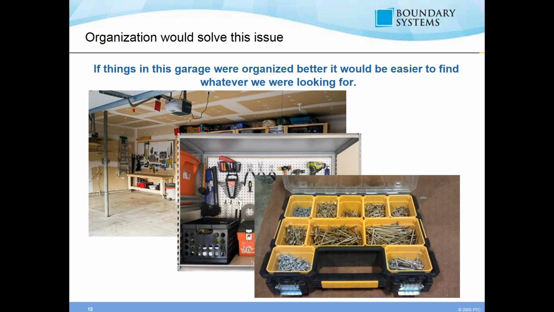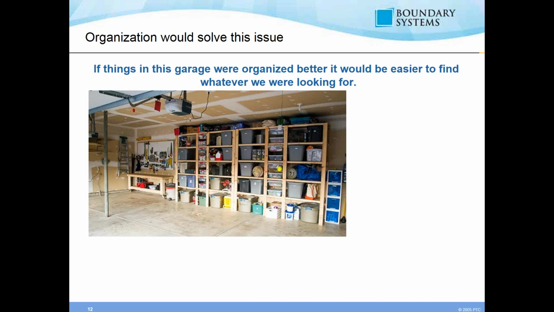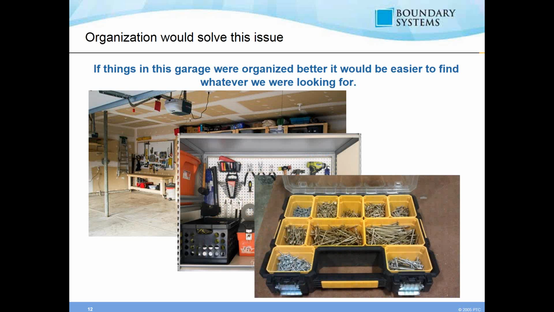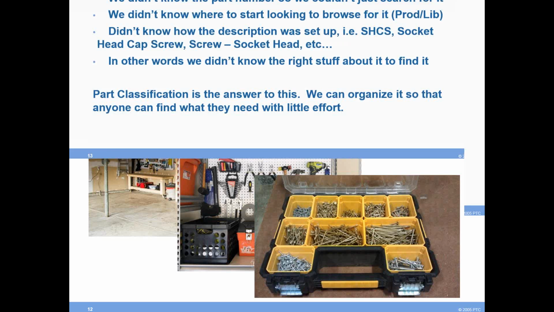So even if we had something like this, it'd be very easy to go through and find that. So what we're looking at is, if our garage is organized here, we can go in and say, okay, it's organized. From there, I need to go into this area. From this area, I can now open that up and find the actual hardware that I'm looking for. So if things were organized and made logical sense as to where to find them, that will make it a lot easier.